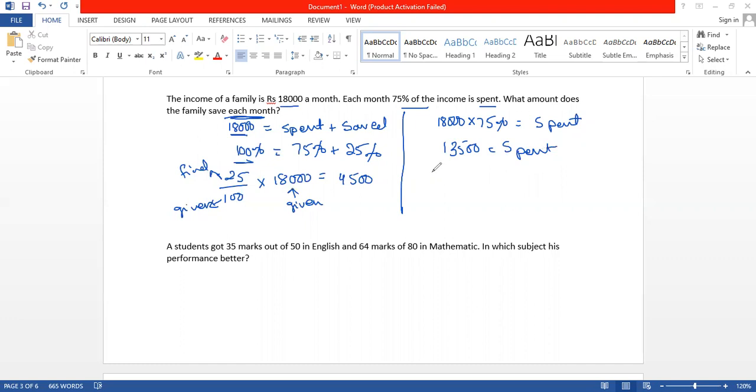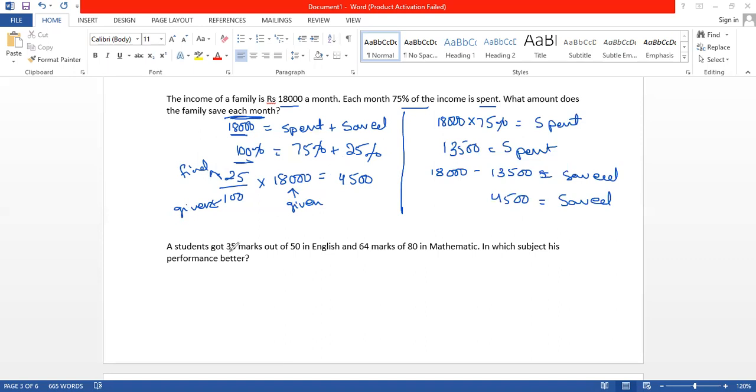Now this is the total income, 18,000. Of this, 13,500 is being spent. So the amount that is being saved, the leftover would be 4,500. This amount is being saved. So there are two ways of doing it, depending which one would you find easier.